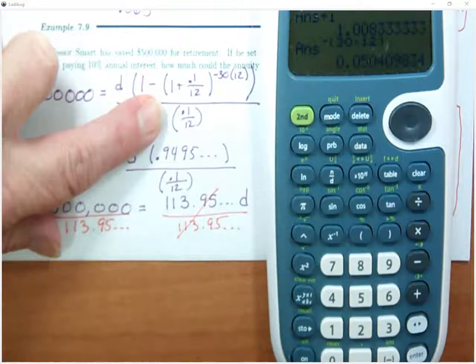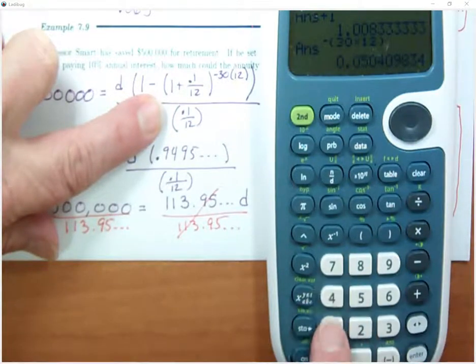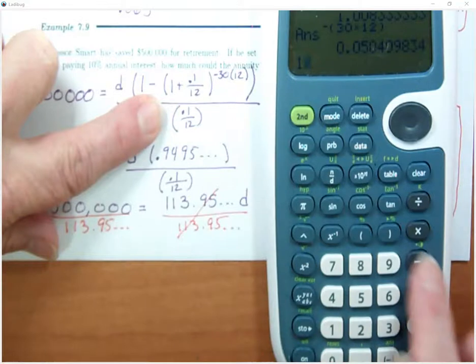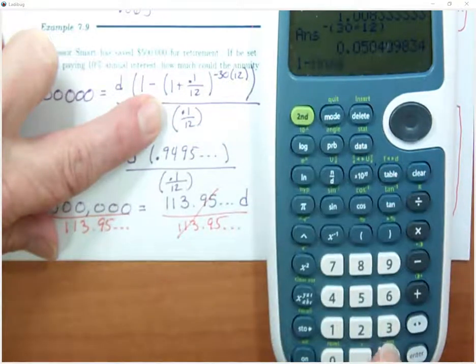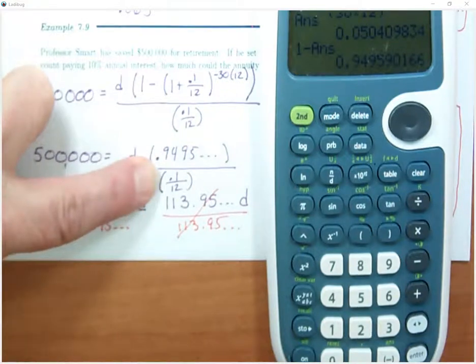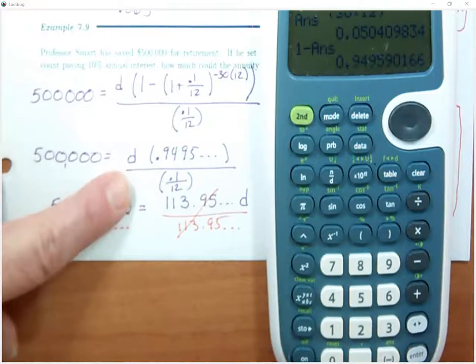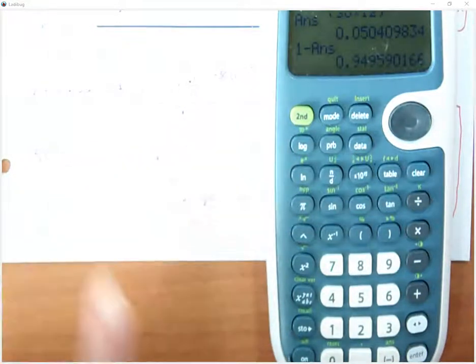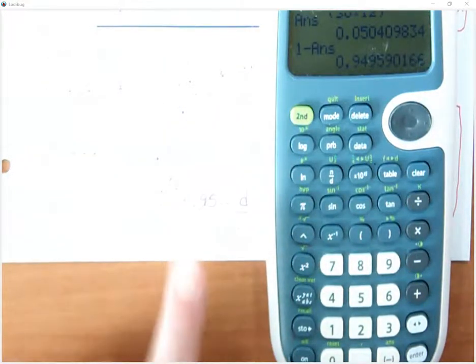And now once I get that 0.05, so on and so forth, again, be careful not to just subtract 1. That's the other formula we had. So you would want to just hit 1 and then minus, second answer, enter, and you get this 0.9495, so on and so forth. Then I'm solving for D's, so I have to just figure out what times D first.